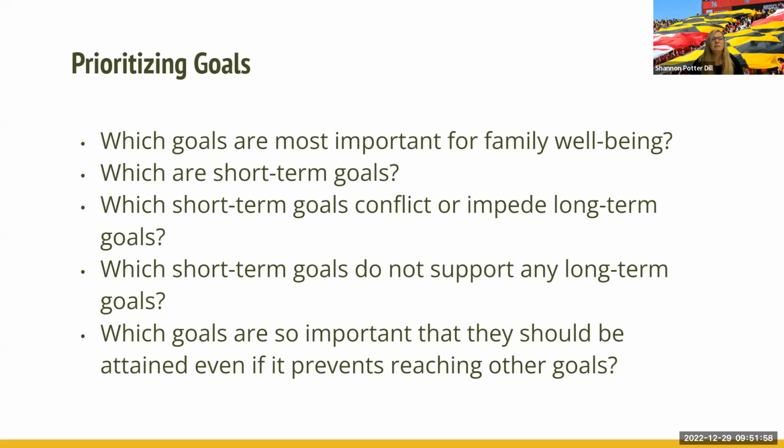Once the goals are created, which goals are most important for the family well-being? Which are short-term goals? And make sure that short-term goals don't conflict with long-term goals that you may have. So perhaps you want a greenhouse, but you're going to erect a high tunnel. Well, is there a plan to use both of those together, or would they be conflicting? Which short-term goals do not support any long-term goals? And then which goals are so important that they should be attained, even if it prevents reaching other goals?